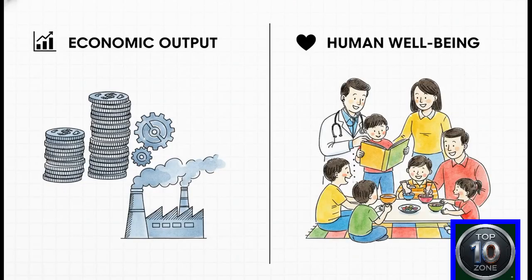And this is probably the most critical distinction we have to make. GDP per capita measures the production of things: cars, crops, services. What it absolutely does not measure is human well-being. It can't tell you if a child has access to a doctor, if a community feels safe, or if people are hopeful about their own future. It's an economic snapshot, not a human one.